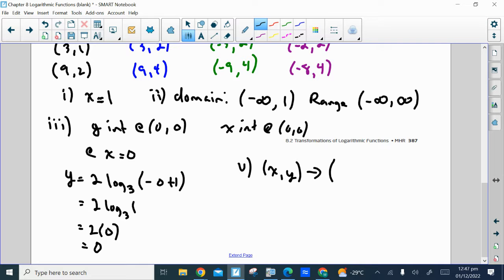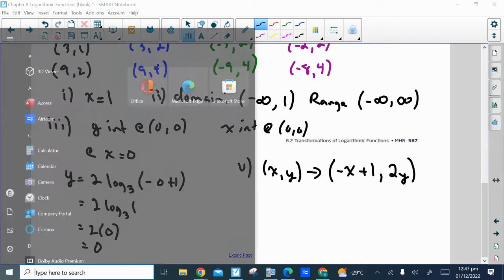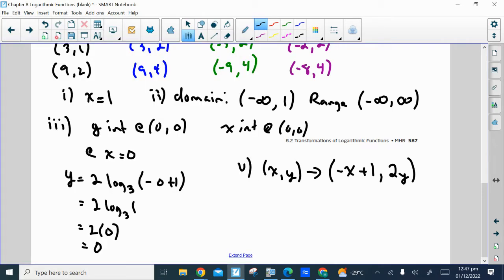So the part that changed the x values is we multiplied them by negative 1, so x becomes negative x, and then we added 1 onto it. The y values were simply multiplied by 2 for the vertical stretch. Right, so there's the mapping notation.